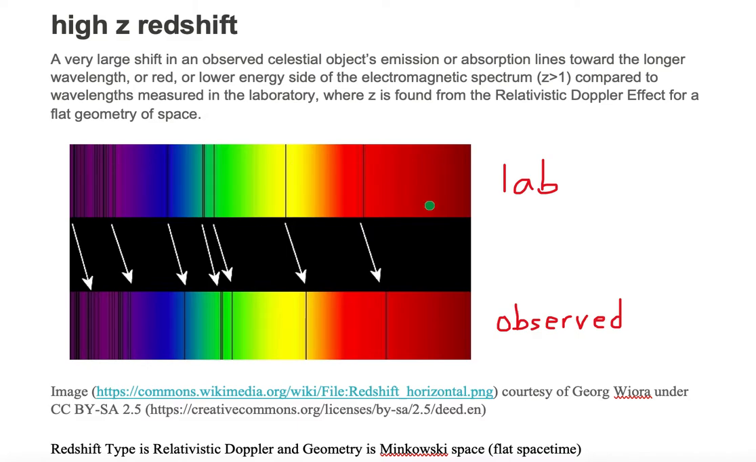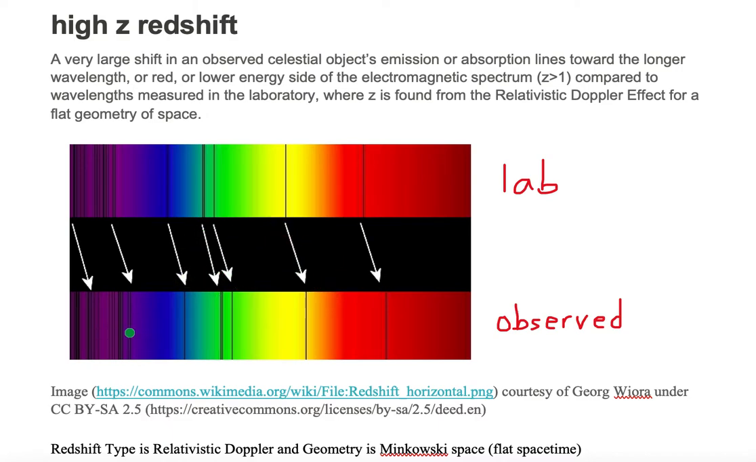So we're looking at a hydrogen spectrum in the laboratory, along with some other lines, some other elements of the periodic table in the laboratory, and we're comparing that to the observed spectrum from a particular object. And that object is very far away, and we know that because we see a large shift in the lines.